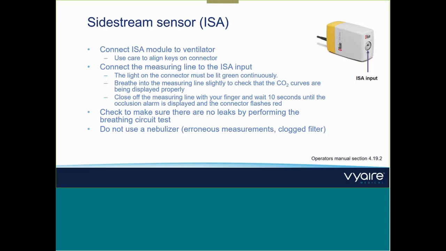When you connect the ISA to the ventilator, there is a ring on it that starts flashing red, and after 10 to 15 seconds it switches to constant green, and then you can start to use the sidestream sensor. If you want to check that the sidestream is working, just breathe over the sampling line, and then you should get some measurements. You can also check the occlusion alarm when you close the line, and then you should be ready to go.